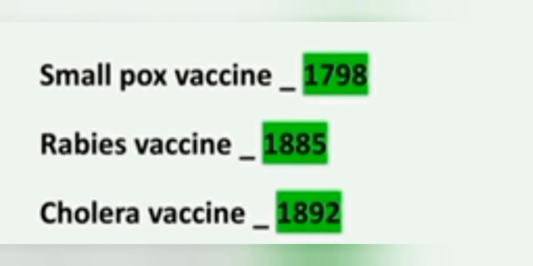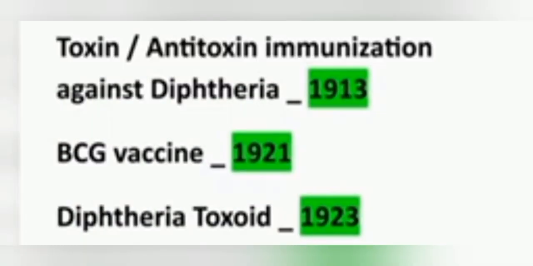Another important area is milestones in vaccination. This is also one of the important areas. Smallpox vaccine in the year 1798. Rabies vaccine in 1885. Cholera vaccine in 1892. Toxin-antitoxin immunization against diphtheria in 1913. BCG vaccine in 1921.